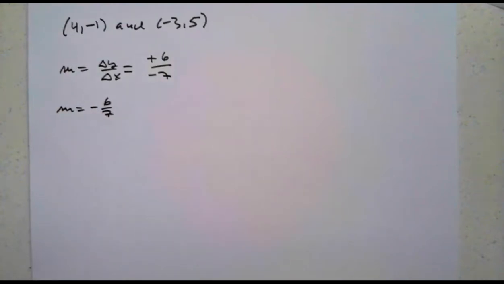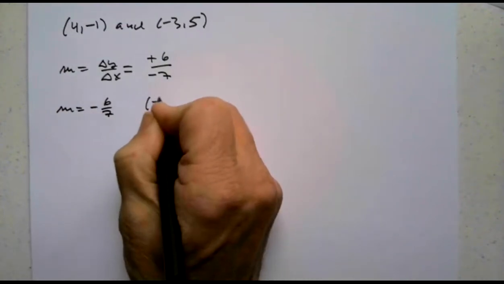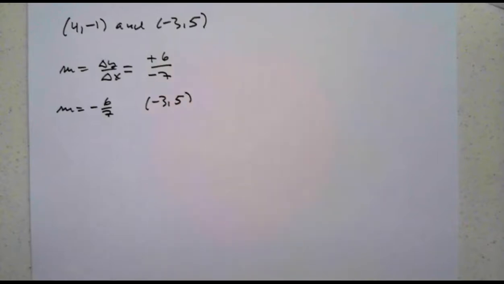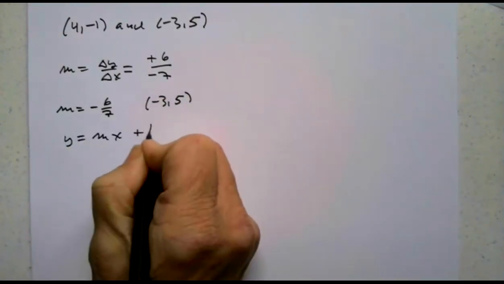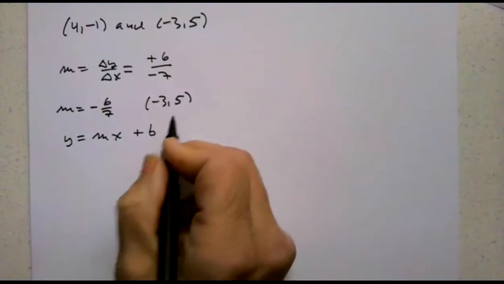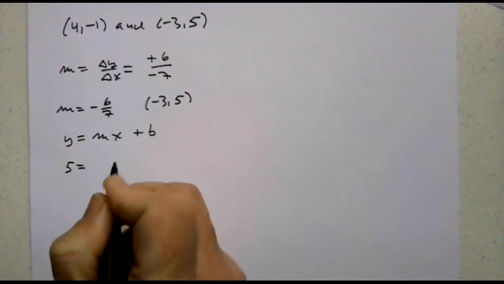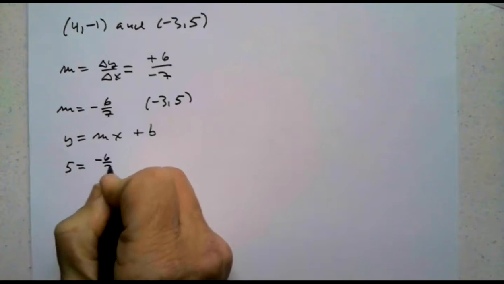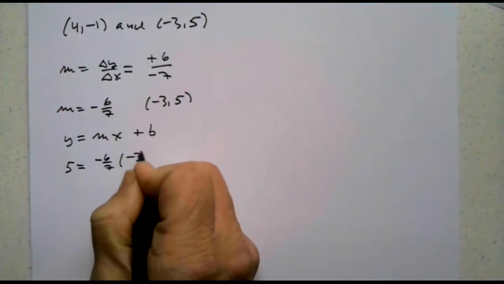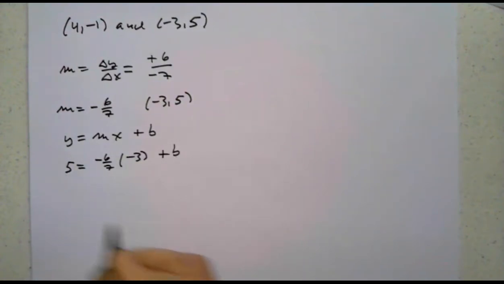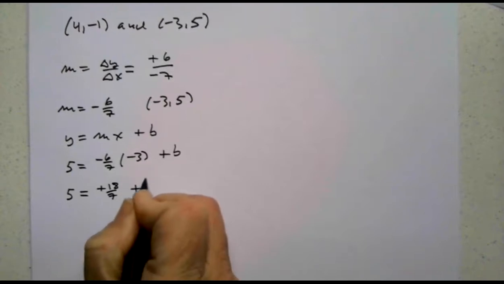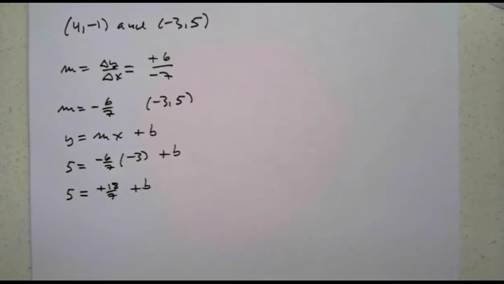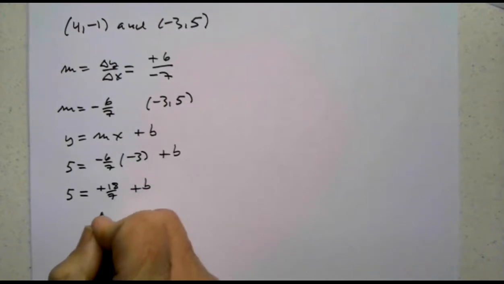I've got to choose one of those points. It doesn't matter which one I choose. Maybe I'll choose -3, 5 this time. And I want to solve for b. So I'm going to say y equals mx plus b. The y is 5. The m is -6/7. The x is -3 plus b. So I get 5 is -6/7 times -3 over 1, which is +18/7 plus b. And I need to subtract 18/7 from both sides.